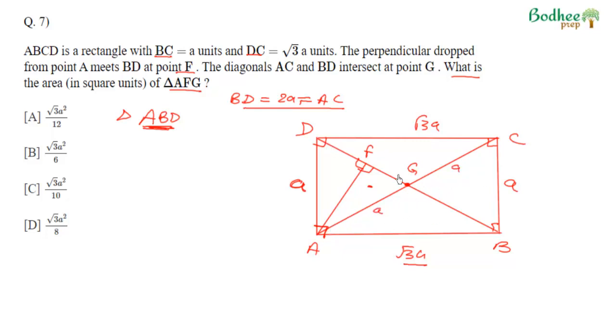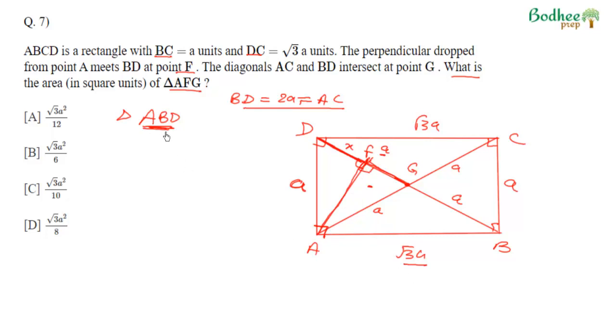Similarly, G is also dividing the diagonal BD, so obviously this value is A and this entire value would be A, correct? Now we need to find the value of, say, DF, so that we can subtract this value, say x, from A to get the value of FG, right? And we need to get the value of AF as well.